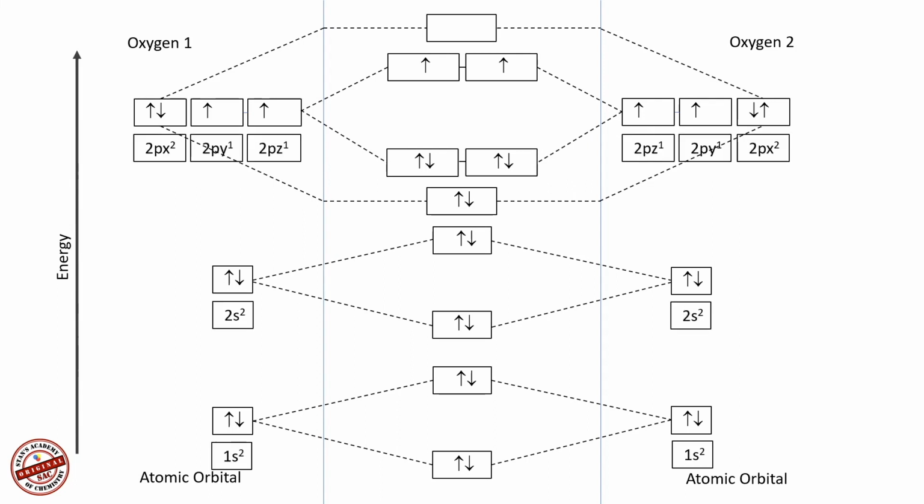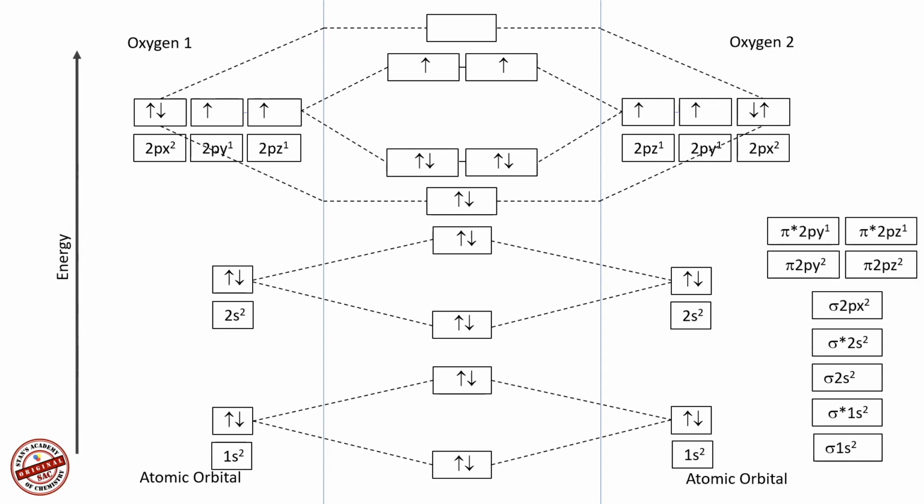Now we will label the atomic orbitals. You will see the electronic configuration 1s2, 2s2, 2px2, 2py1, 2pz1. Now we will label the molecular orbitals, which I've done on the right side of this page. So the lowest molecular orbital would be sigma 1s, and there are 2 electrons in it, therefore it's written as sigma 1s2. The next molecular orbital is sigma star 1s2, followed by sigma 2s2, sigma star 2s2, sigma 2px2.